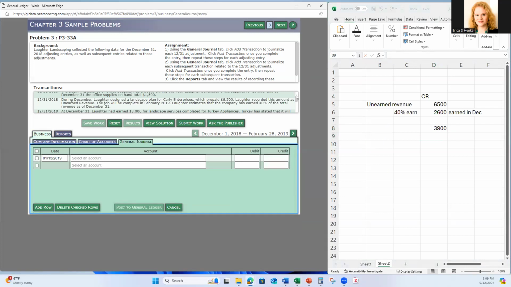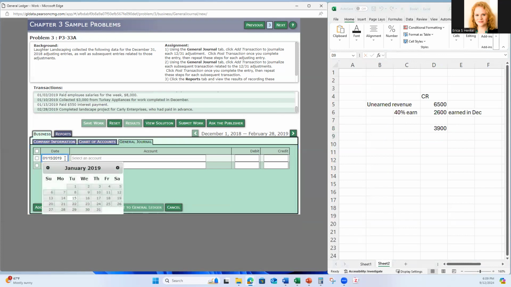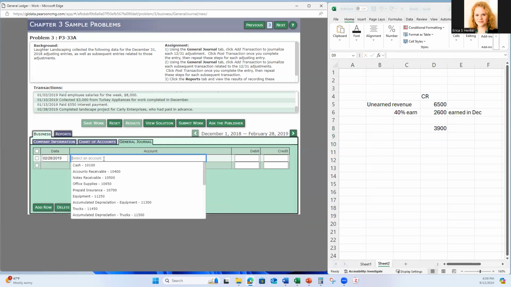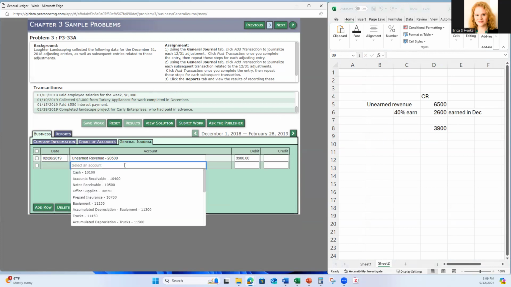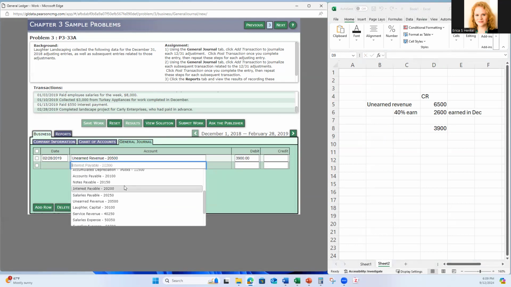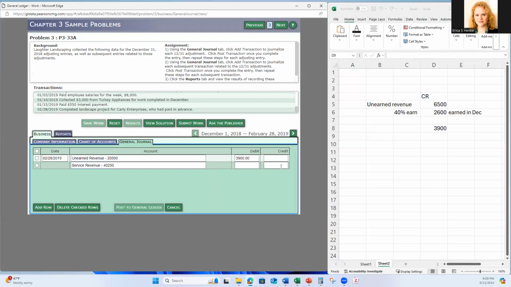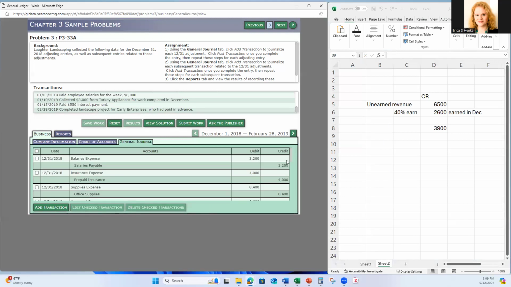And that's going to be recorded on 2/28. Okay, so we're going to debit unearned revenue, that liability, to reduce that down to zero. So we had 3,900 left on that. We're going to debit that for 3,900. And then that's going to be credited to service revenue. All right. So go ahead and post that.